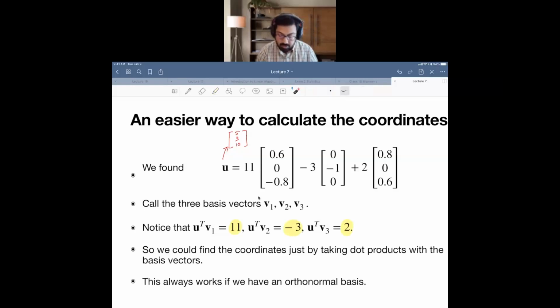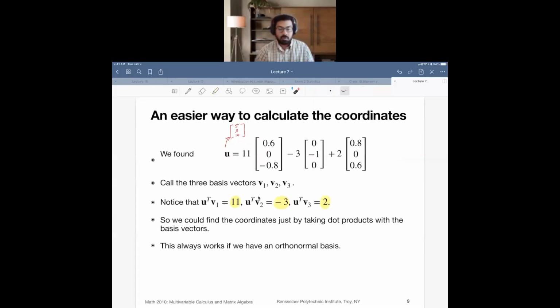So we don't need to do all that work of forming the augmented matrix, doing the row reductions, and then looking at the solution. All we need to do is project u onto each of the orthonormal basis vectors, v1, v2, v3 in this case, and look at the projection, the lengths there, 11, negative 3, and 2. Those will be your coordinates of the orthonormal basis. So we could simply find the coordinates by taking dot products with the basis vectors.